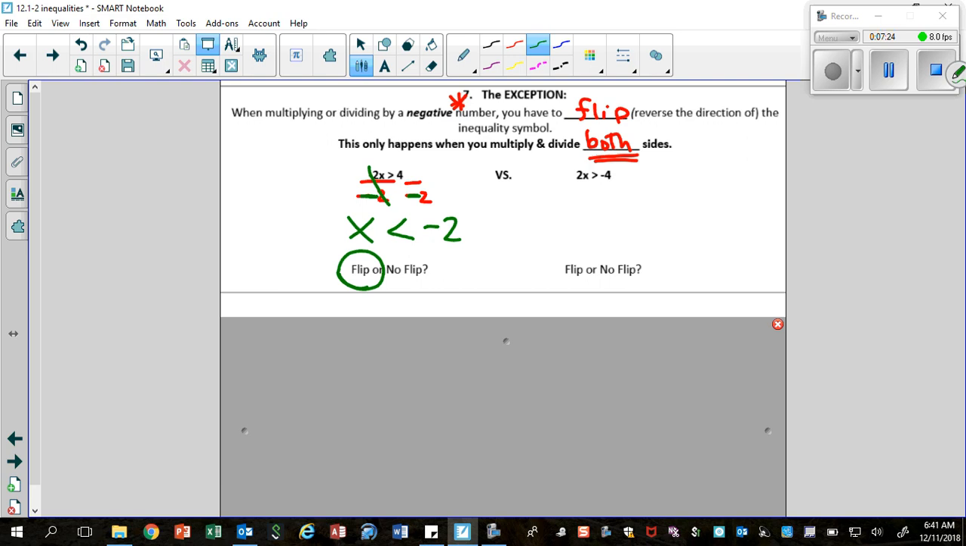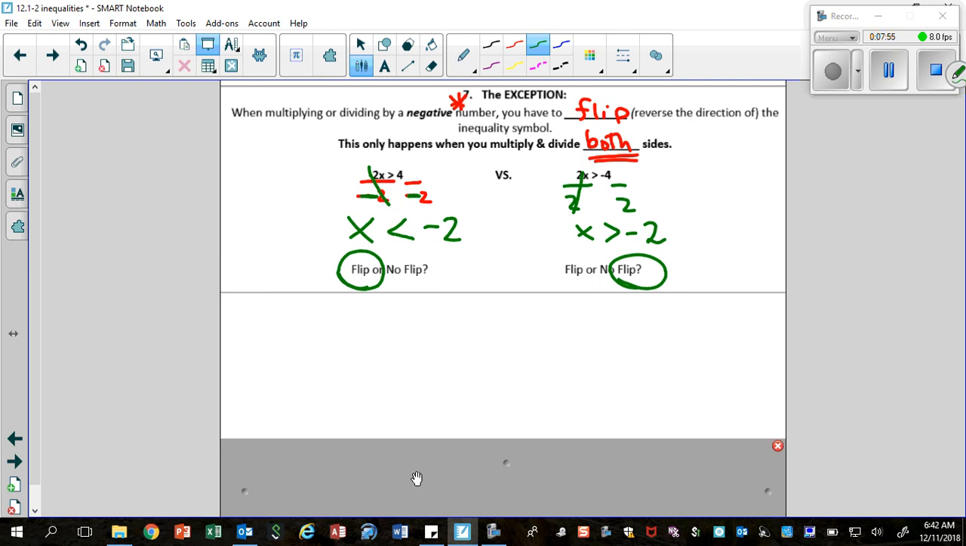Versus, on the other side, you have 2x is greater than negative 4. We're going to divide both sides still by the coefficient. But notice that the 2s are both positive. So 2 divided by 2 is still x. Negative 4 divided by 2 is still negative 2. But there's no reason to flip the sign because we aren't dividing both sides by a negative. There is a negative on one side, but we're not dividing or multiplying both sides by a negative. So I'm left with x is greater than negative 2, and there's no flip.